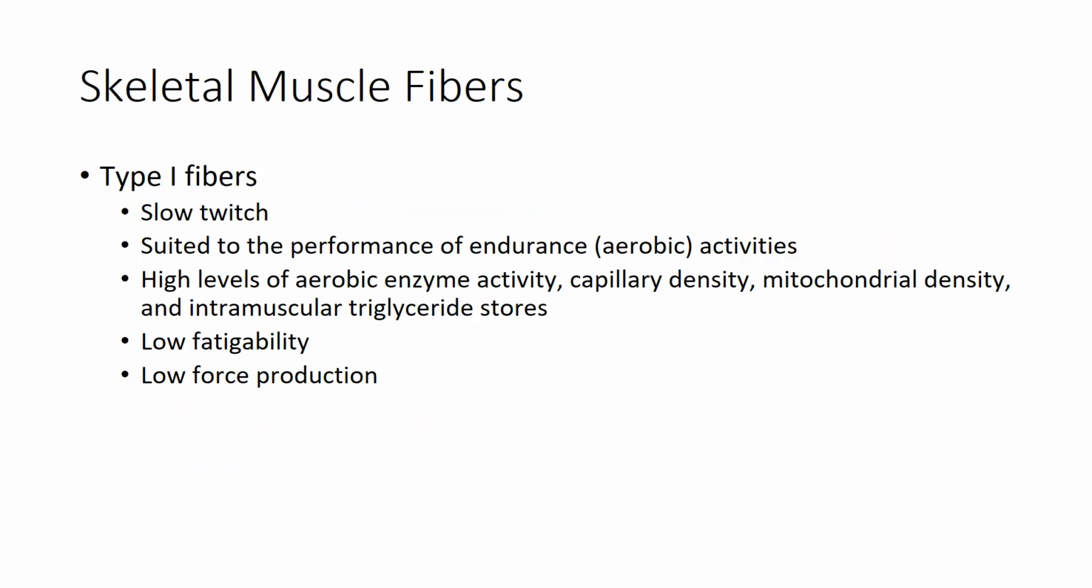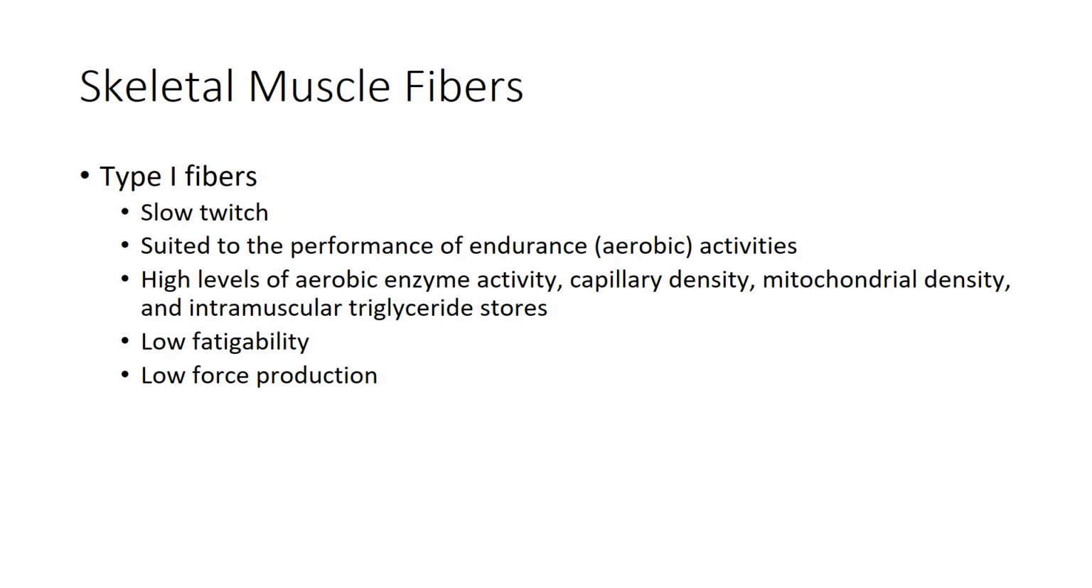Within skeletal muscle, there are different types of fibers. One is type 1 fibers, which are referred to as slow twitch. So we know that type 1 fibers are more suited for the performance of endurance activities such as cross country running or marathon running. Type 1 muscle fibers have high levels of aerobic enzyme activity, capillary density, mitochondrial density, and intramuscular triglyceride storage. Also, type 1 muscle fibers produce low fatigability.